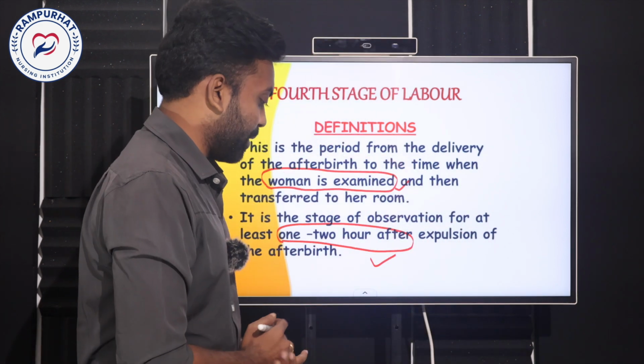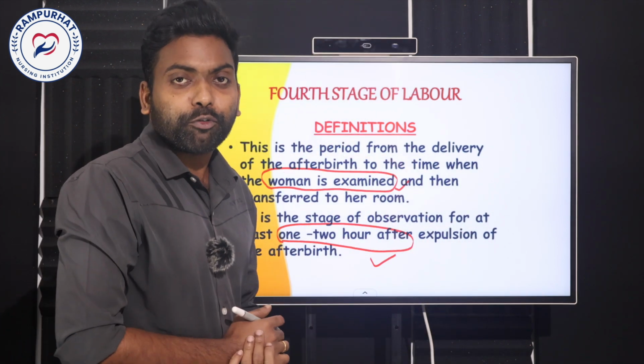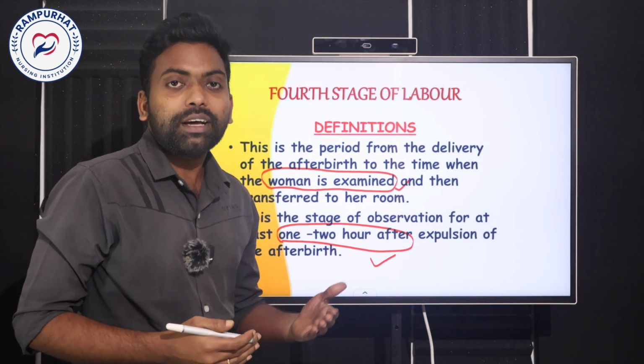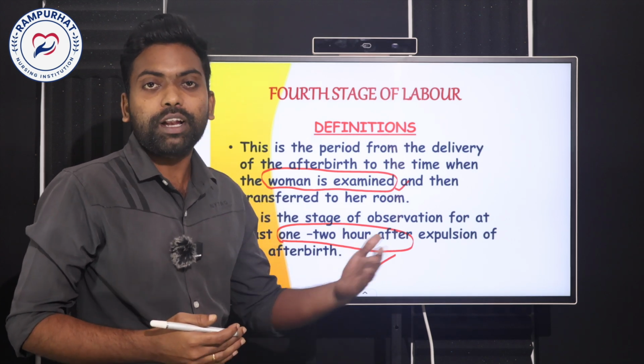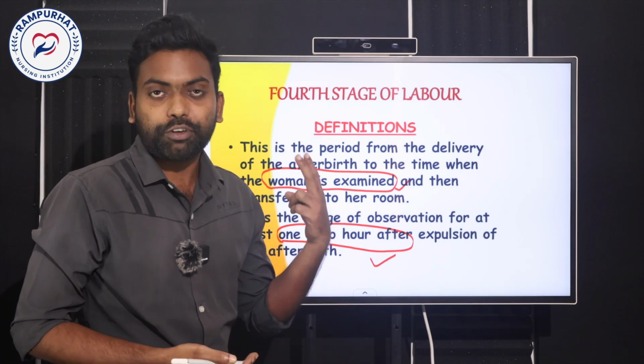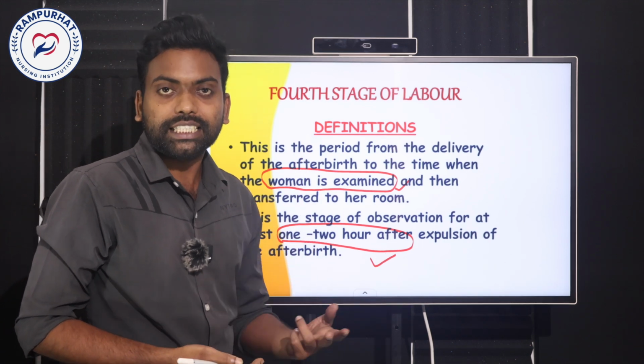My dear students, today's session is about the fourth stage of labor. Before discussing the fourth stage of labor, I would like to explain the meaning of labor. Labor is the series of events that occur in the female reproductive system, and there are four stages of labor: the first, second, third and fourth.